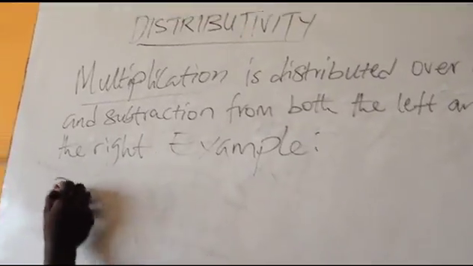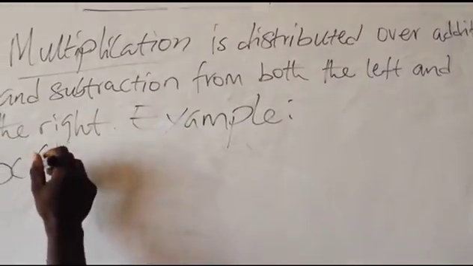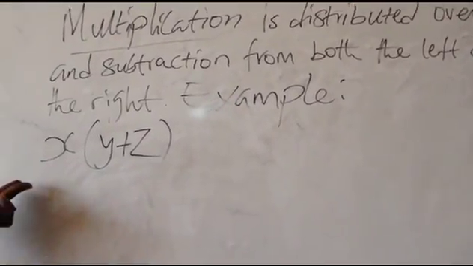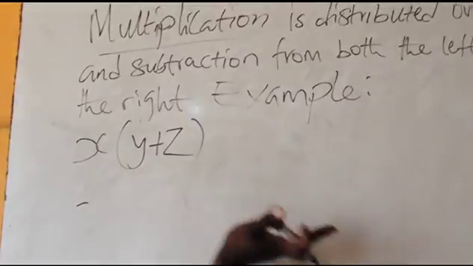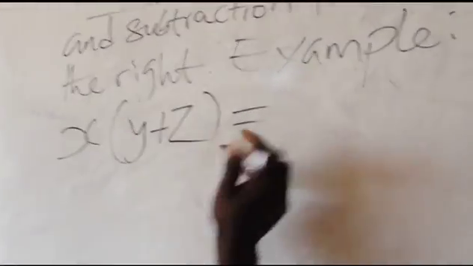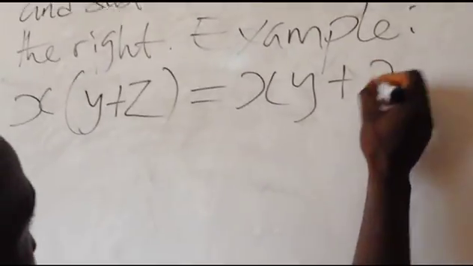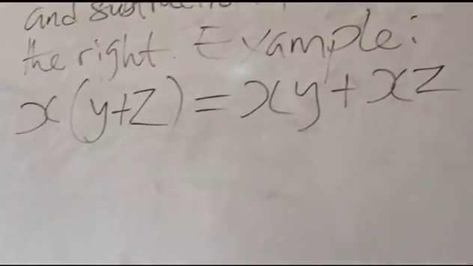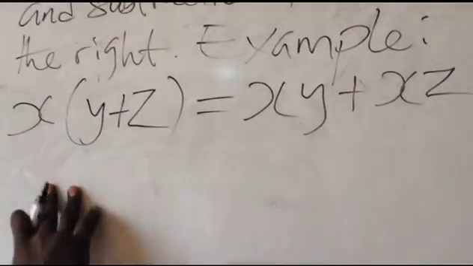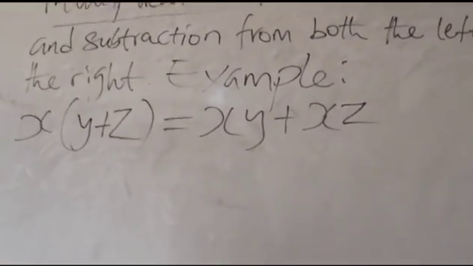So we have x times (y plus z). So x is multiplying from the left. And if it will be equal to x times y plus x times z, so if this becomes equal to this, then we know that multiplication is distributed from the left hand side. So let's see.